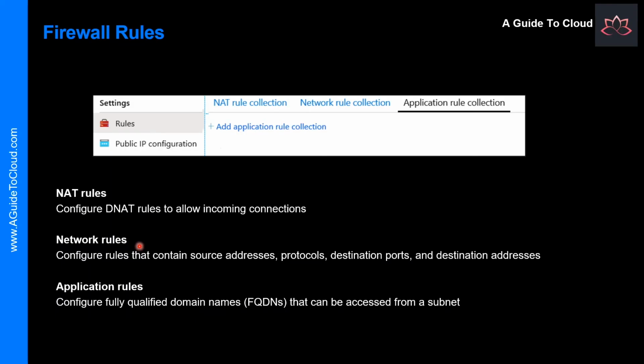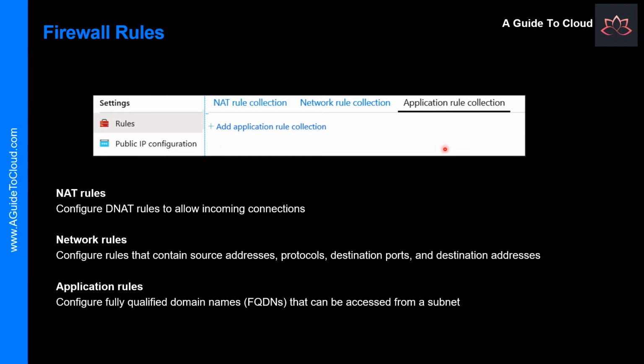The next rule we need to know about is called network rules. Any non-HTTPS traffic that will be allowed to flow through the firewall must have a network rule. For example, if resources in one subnet must communicate with the resources in another subnet, then you would configure a network rule from the source to the destination. And the third one is application rules. Application rules define fully qualified domain names that can be accessed from a subnet. For example, specify the Windows Update network traffic through the firewall.